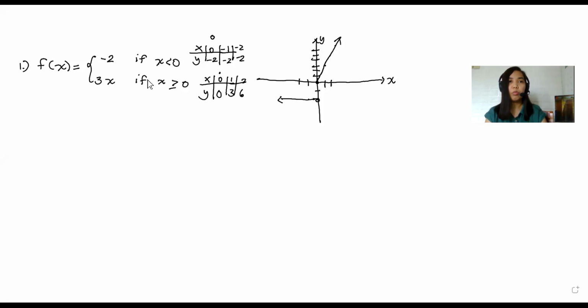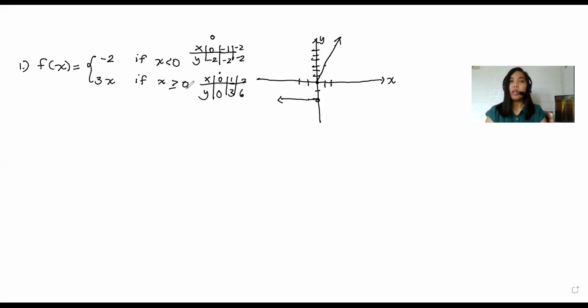Given this example, we need to check. But the question is, how do we know the value of A? The value of A depends on the restriction of the domain. So we're going to check 0 from the right and 0 from the left. By the way, this is the left since we have here x less than 0, all values on the left of A. So this will be the value of A, 0.